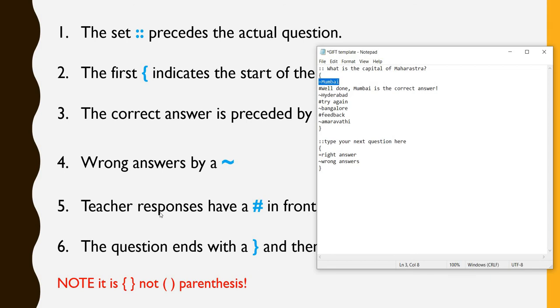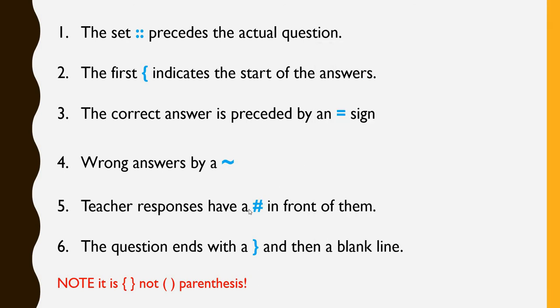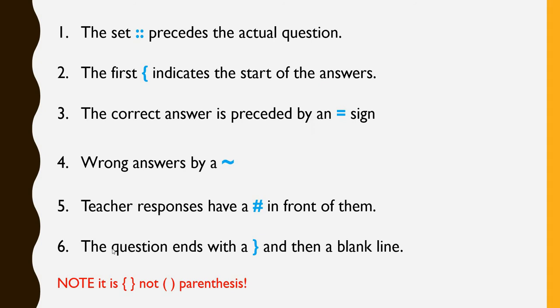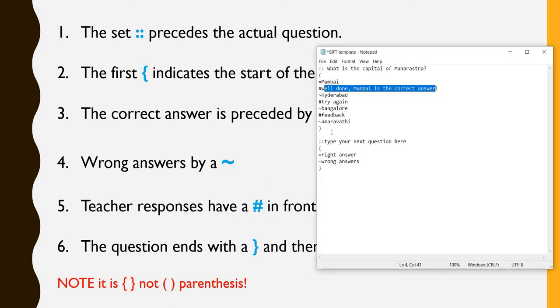And then teacher responses have a hash in front of them. So if the teacher wishes to give any feedback, that can be done using a hash. Alright. At last, the question ends with a flower bracket closing and then a blank line. Yes, we have done it. Closing line and the blank line. So this is the blank line.